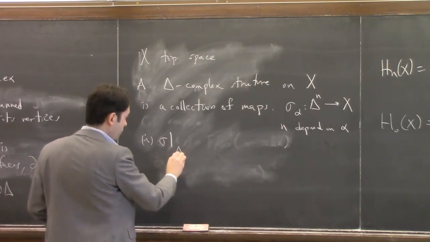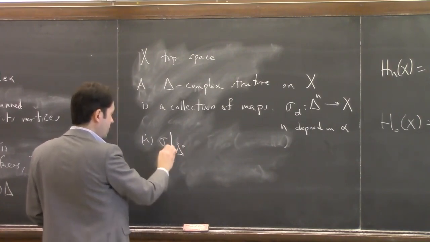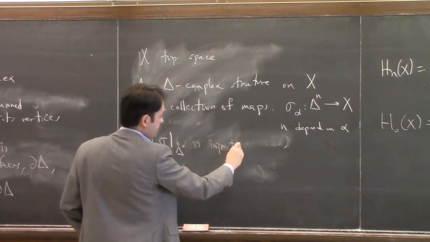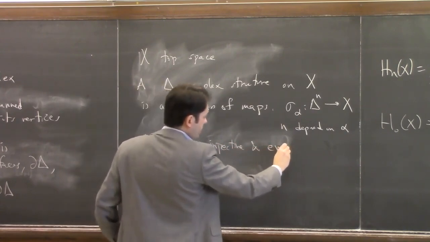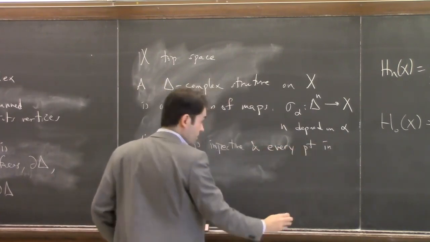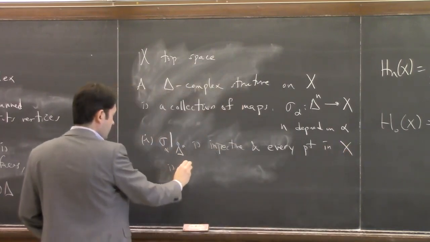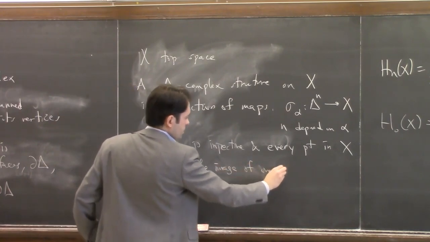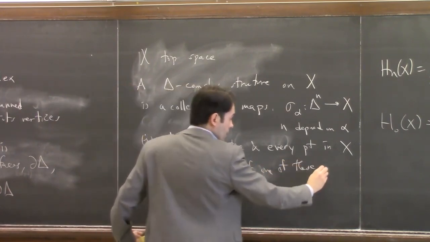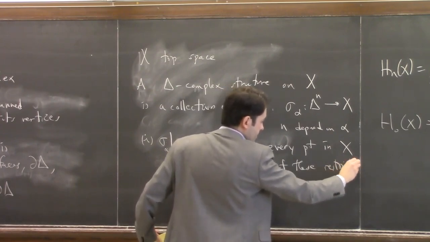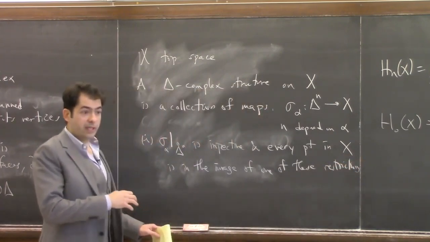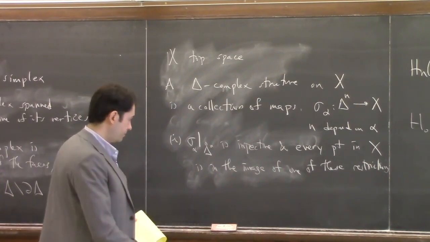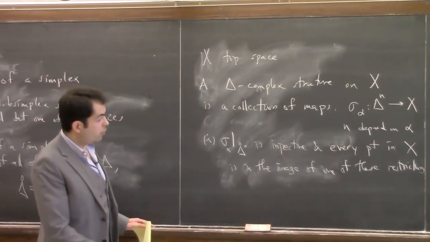First of all, if you restrict to the interior, then this is injective, and every point in X is in the image of one of these restrictions. Right? So the images of the interiors cover X. Would it be a homogeneous function? Well, not necessarily.